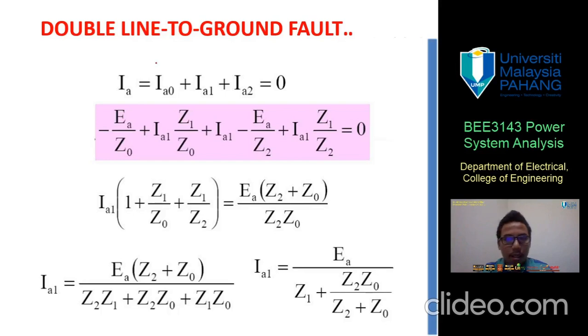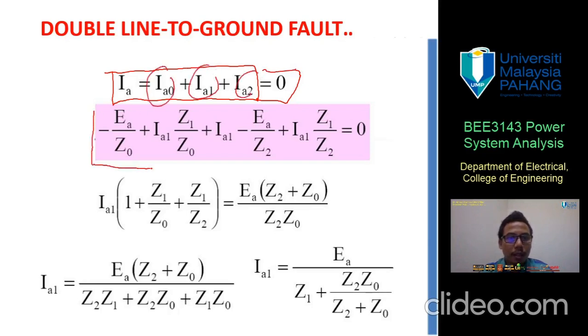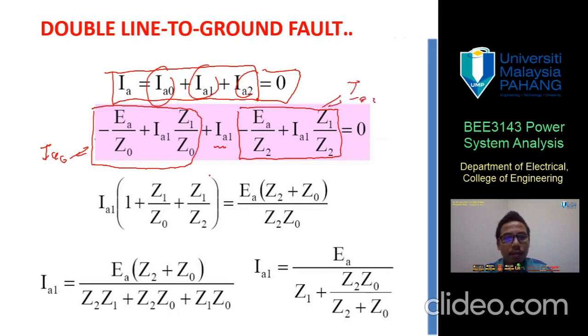Then after that, we all know the same thing: IA equal to IA0 plus IA1 plus IA2 equal to 0. This is the basic equation like before. So we're just replacing all the IA0, IA1 and IA2, where this is IA0, this is IA1, and this part is IA2. It's not difficult, right? Very easy.